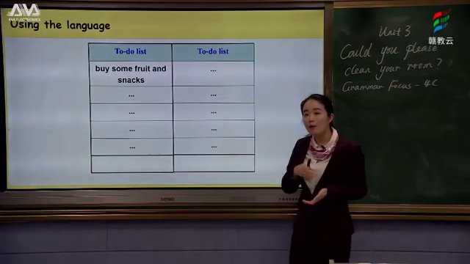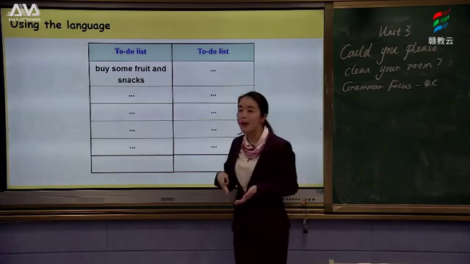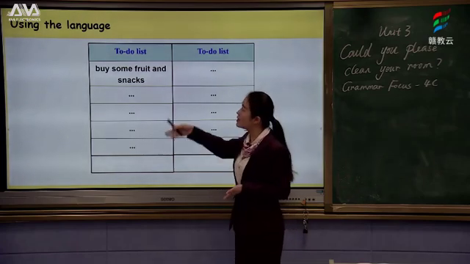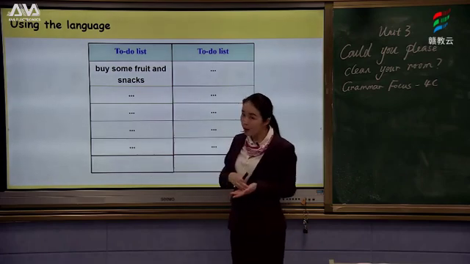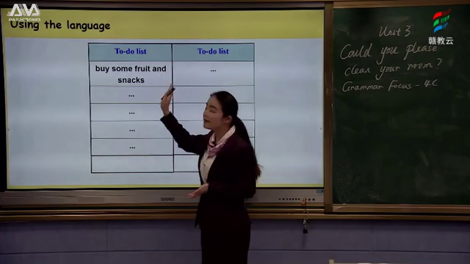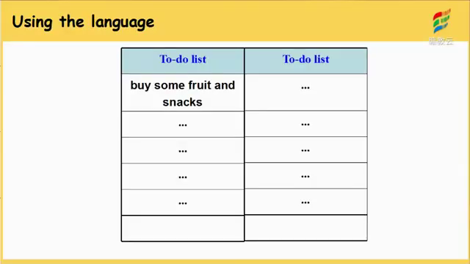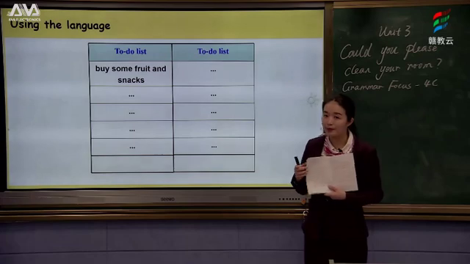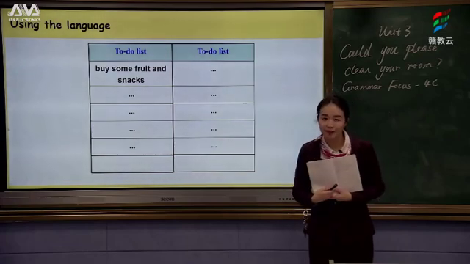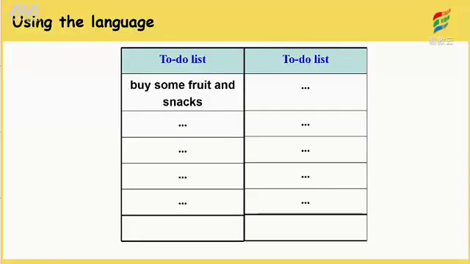First, let's list the things we need to do before the spring outing. For example, we need to buy some fruit and snacks. Please take out a piece of paper and write the to-dos on this paper. Okay? Please do it. Go.